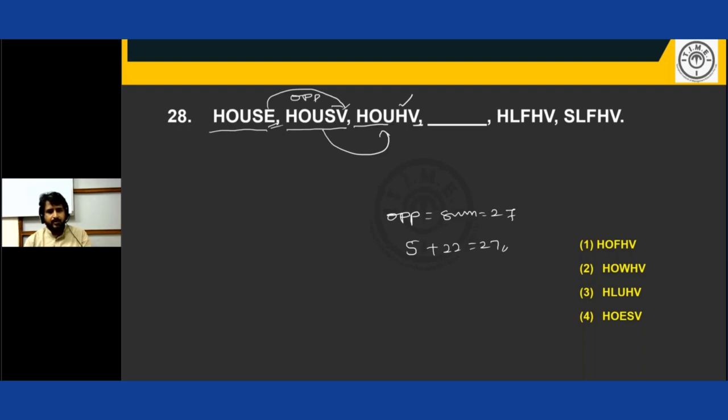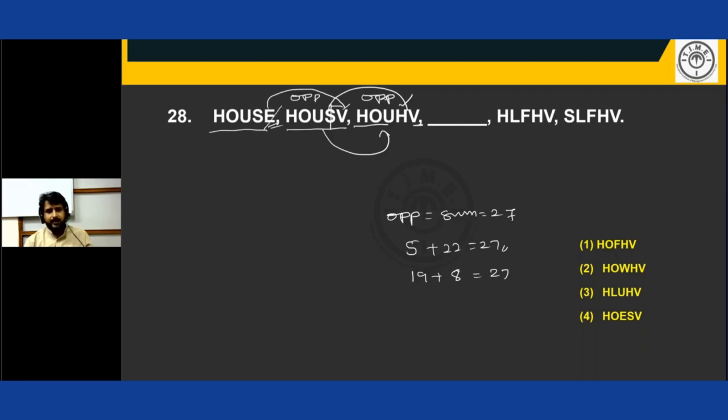Earlier, the last letter had no change, and the second from the last letter also had no change. Here, S is missing and H is replaced. So S's opposite pair is H. S is 19; to get 27, 8 is added. So S is replaced by H. S's opposite pair is H.